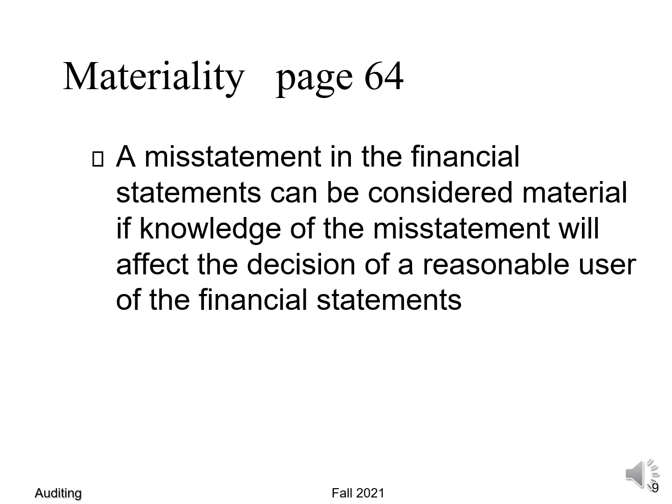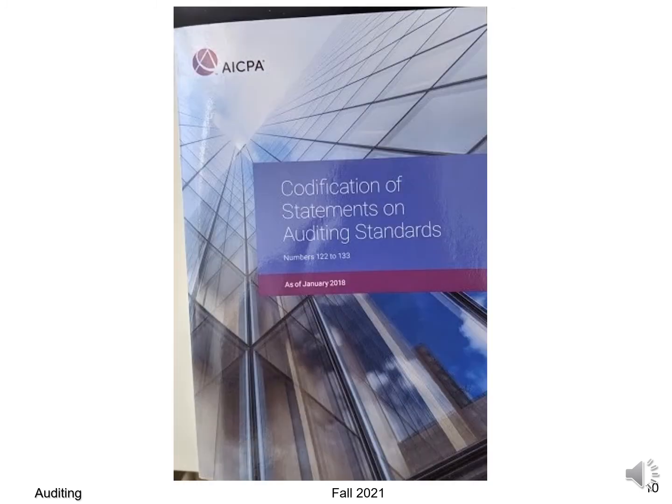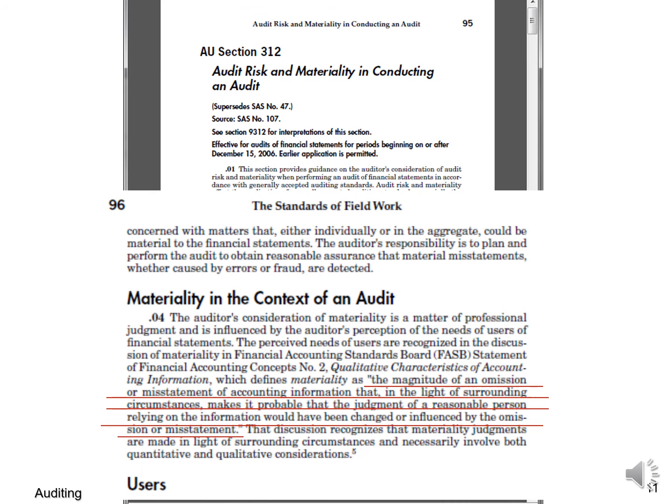Okay, so here's what the book says. A misstatement is material if knowledge of the misstatement will affect the decision of a reasonable user of the financial statement. So that's where we're at right now. Materiality is, will it affect the decision of a reasonable user of the financial statements? Auditing standards have a bigger definition, but we'll stick with the short one for now.